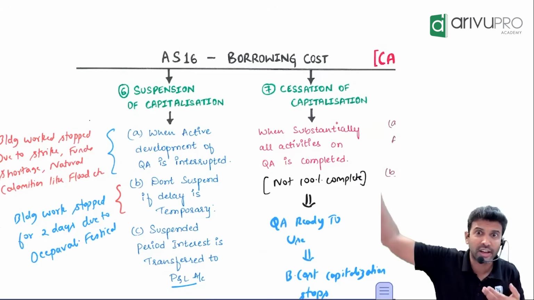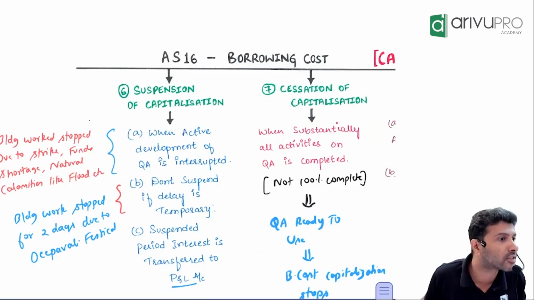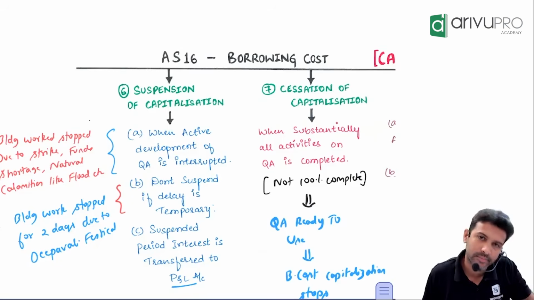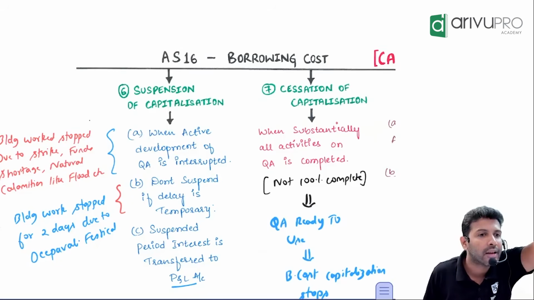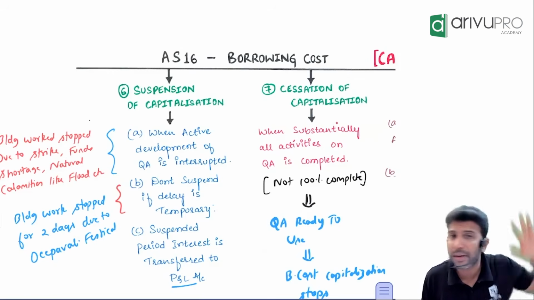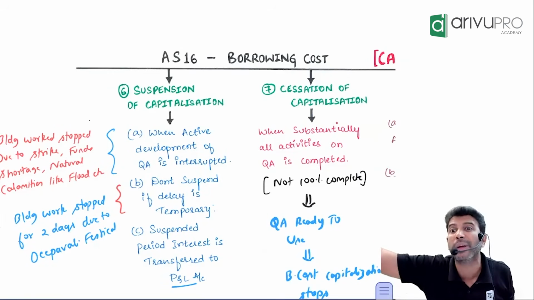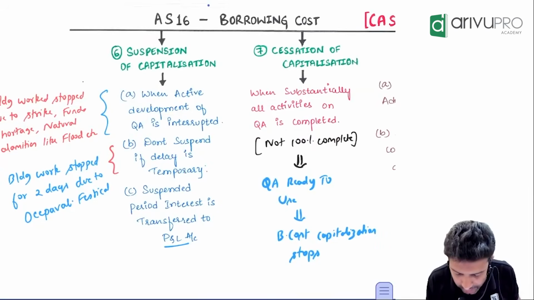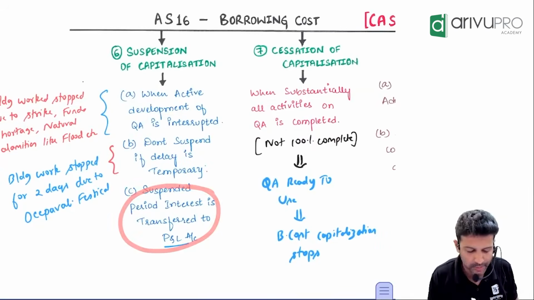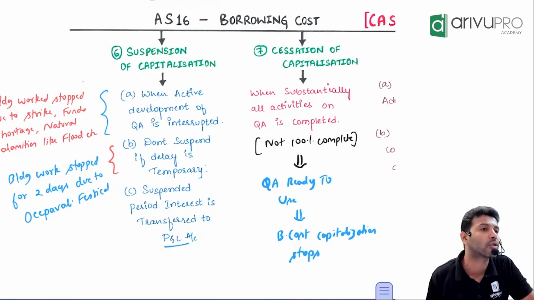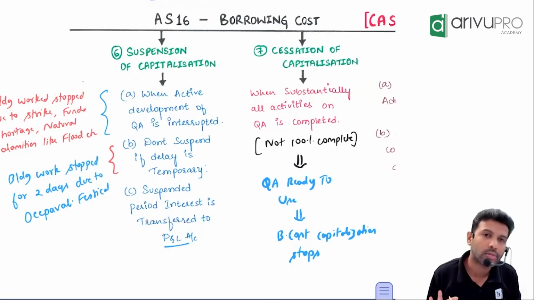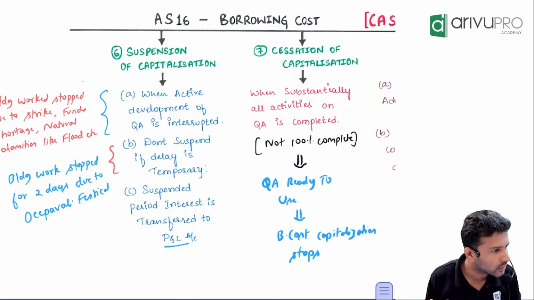No, the bank will say that is your headache, give me my interest. So you still have to pay the borrowing cost. For that 3 months of labor strike, will you capitalize the borrowing cost or transfer it to P&L? You will transfer it to P&L. If you are suspending capitalization, the interest cost of the suspended period goes to the P&L account. Understood?